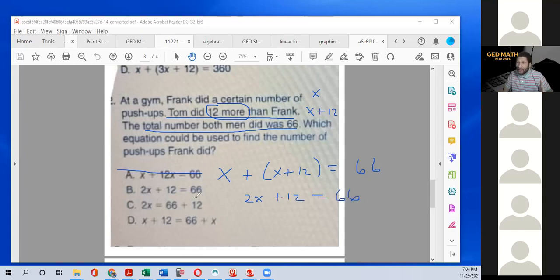What they tried to do is mix you up. Look at all these different answers they got here, but your final answer should have been B. How do we know that? Because first we say Tom plus Frank equals 66. So this was Frank, this was Tom, and this was their total. Frank plus Tom is 66.